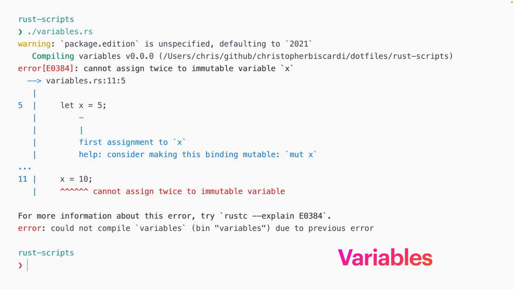It's saying, hey, this is your first assignment to 5. This is where you first defined it. And some help text that says, hey, consider making this binding mutable. And if you see that example that they give, it is exactly what we did to make y mutable. So it's the right thing to do. So if we did let mut x equals 5, this error would go away.